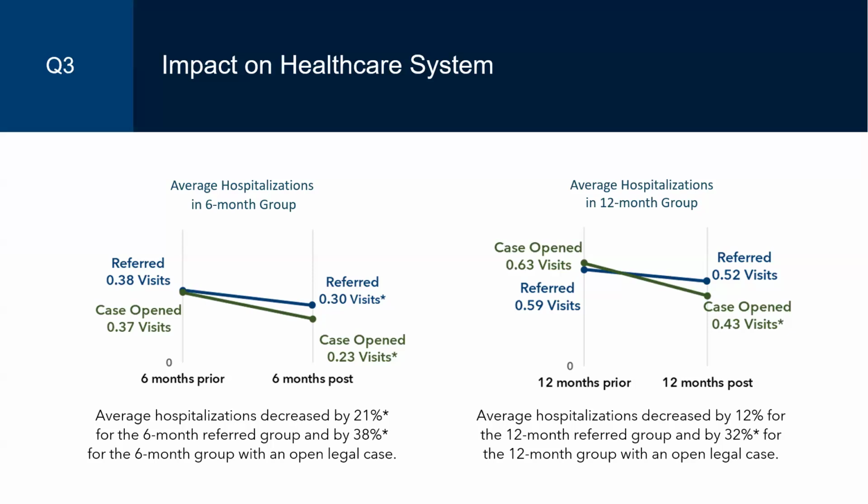We saw a similar pattern in 12 months as well. Average hospitalizations decreased 12% among those who were referred, and 32% among those who had an open legal case. So we were really excited to see the reach of this entire intervention.